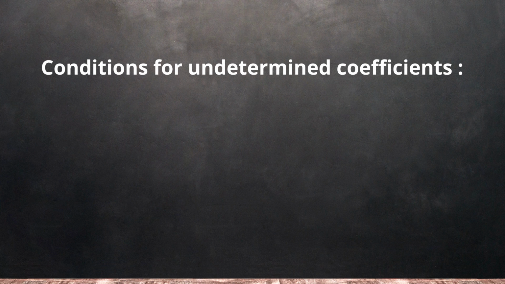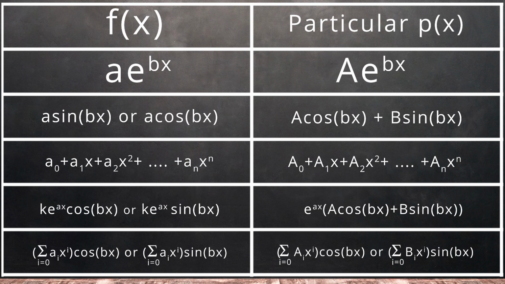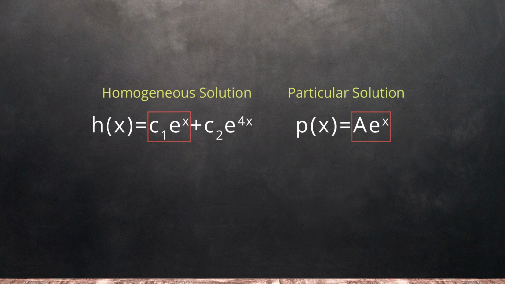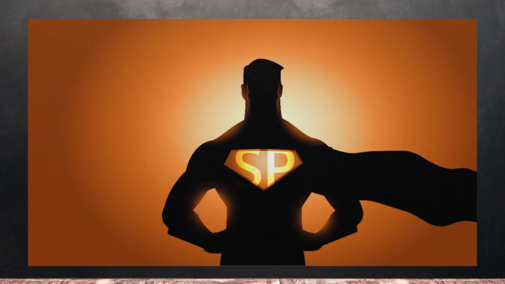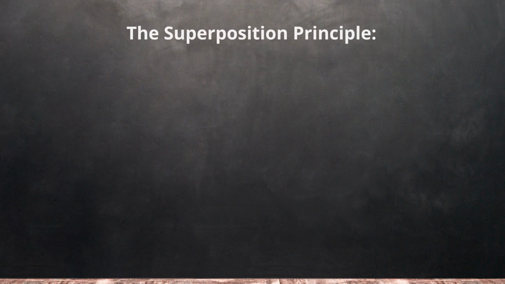In part 1, we discussed the conditions that must be met in order to use the method of undetermined coefficients. We learned how to determine the general particular solution based on f of x, and what to do when the homogeneous and the particular solution have a common term. In this video, we will continue with the method of undetermined coefficients to solve differential equations using the superposition principle. Let's begin with what the superposition principle says.